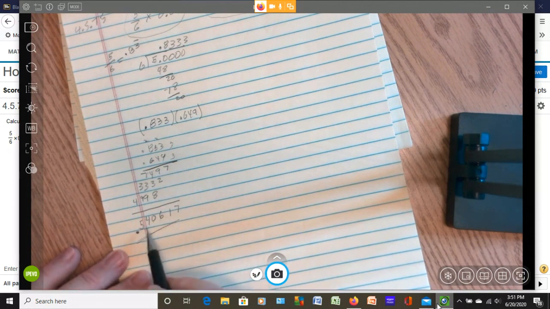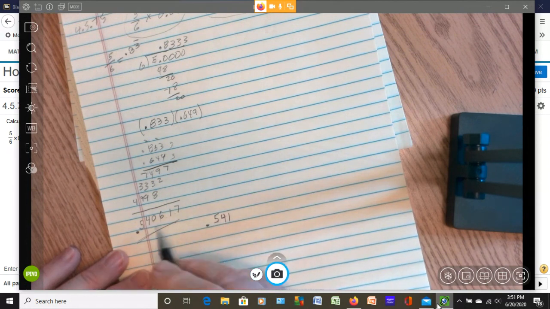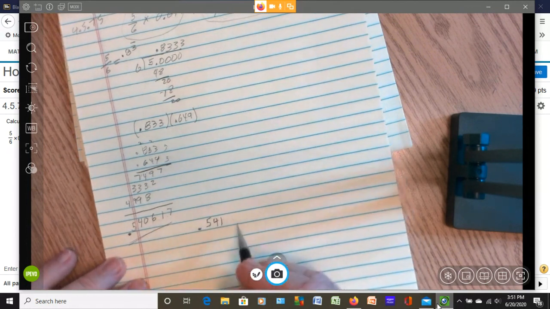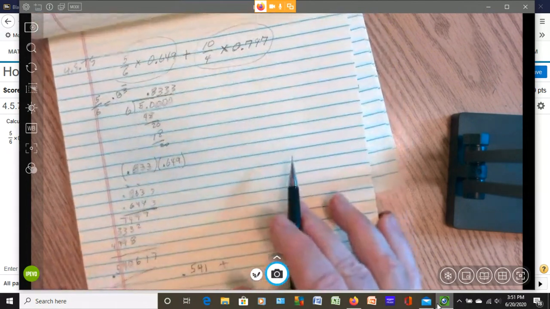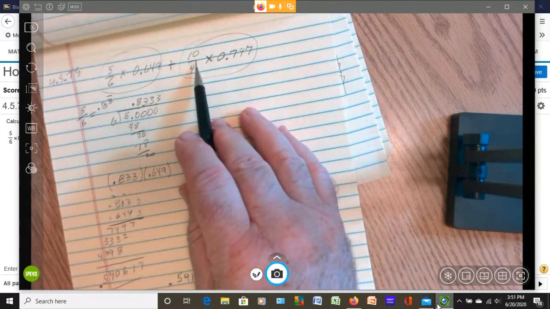But now this is the result I've got down here. It's 0.540617. If I want to restrict my answer to just 3 decimal places, then I'm going to have to round this to 0.541. Okay, 0.541. And then use that in my addition. I got the same dilemma up here now, except this one I think is going to be a little cleaner.